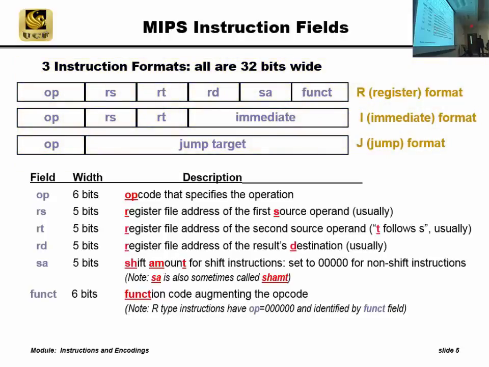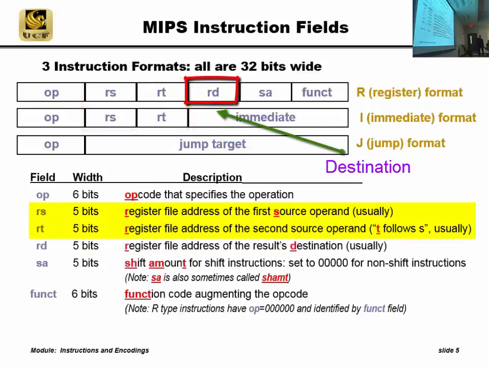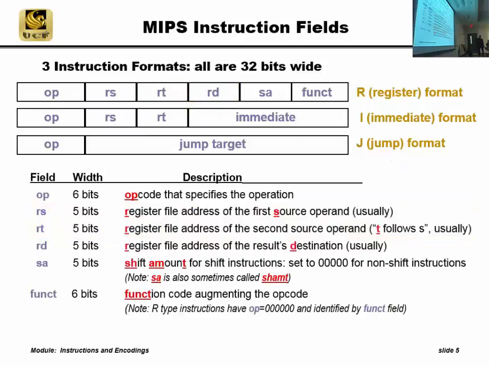Why? Because we're going to find out we have RS, which is a source register, RT and RD. T comes after S, right? S before T. These are input operands. This is the destination. We have some other fields here. We're going to explain these, but that's for an instruction like add. And we're going to see examples.